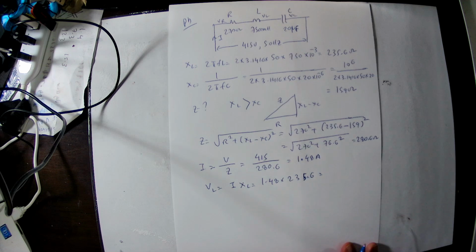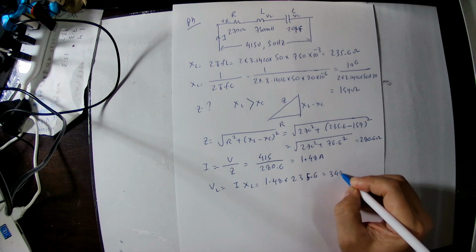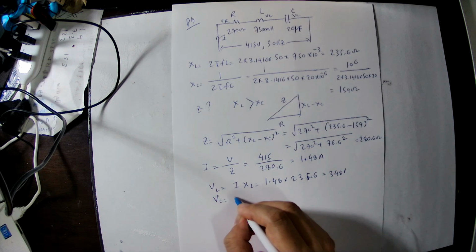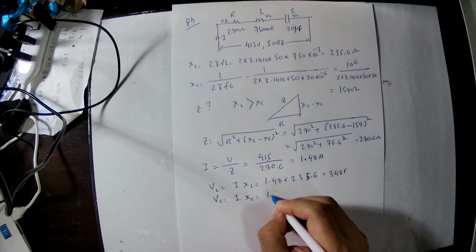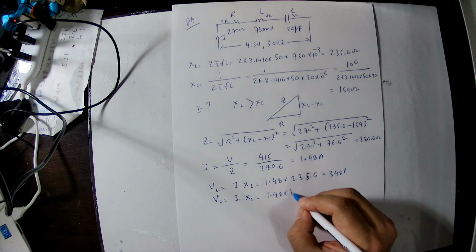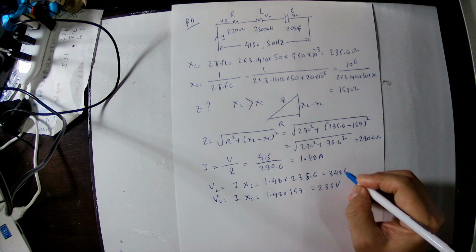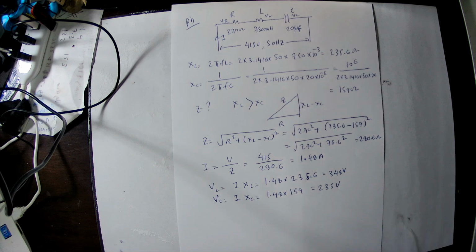So we multiply 1.48 by 235.6, so that is 348 volt. And VC needs to be calculated: I into XC. I is 1.48. The capacitive reactance value we know is 159. So 1.48 multiplied by 159, we can calculate, is 235 volt. So the voltage drop across the inductor is 348 volt, and the voltage drop across the capacitor is 235 volt.